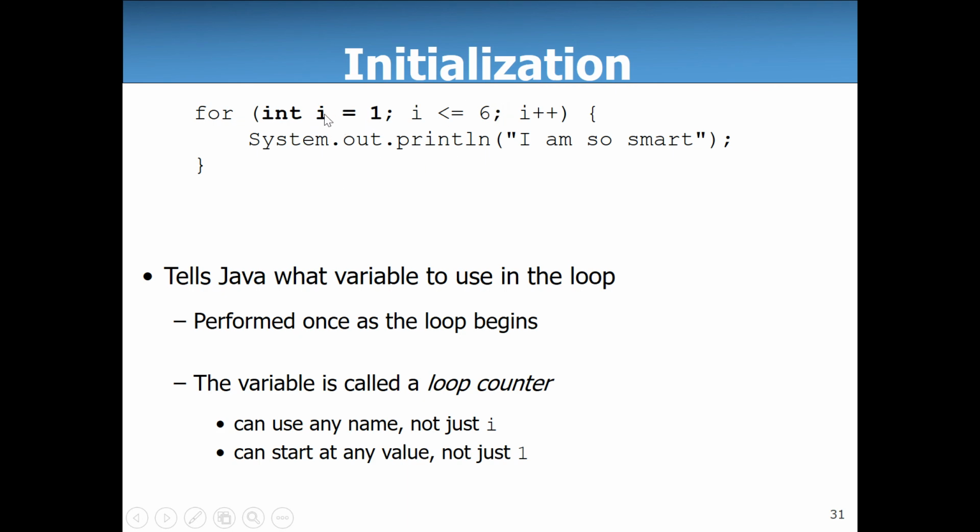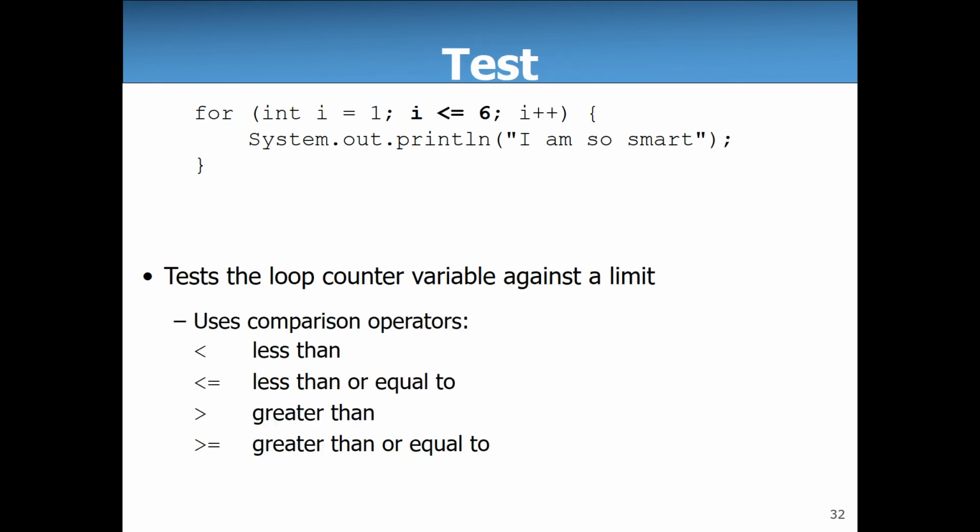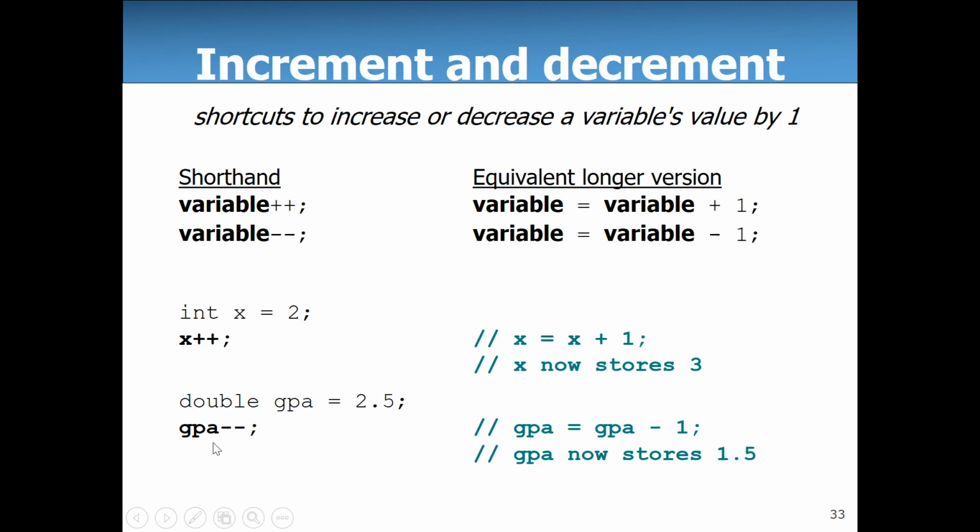Now, this i has a special term, which is called the loop counter. We can use any name. It doesn't have to be i. i is just simply convention. Okay? Now, the test can be any Boolean statement you want, but typically it's a less than or equal to, or a less than operator. If we're counting in reverse, it's going to be a greater than or equal to operator. And then here they had the shorthands for increment and decrement.